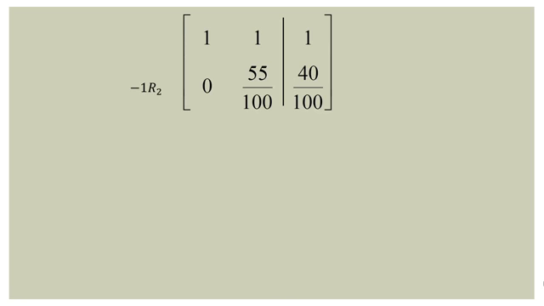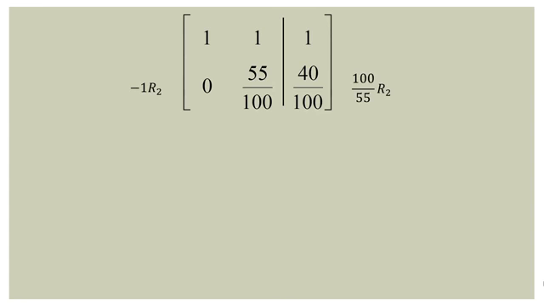Now, remember, our goal now is to get the second column to be in row echelon form. If you look at our first column, that's perfect. We have 1 and then 0. But now we need to have 1 where the 55 over 100 is, and 0 where the 1 is above it. So how are we going to do that? What I'm going to do is take the second row and multiply it by 100 over 55. Now think about that. What's that going to do?